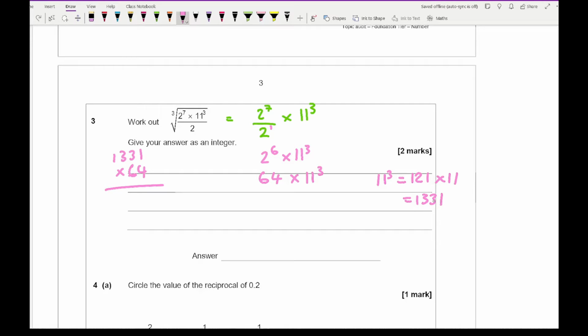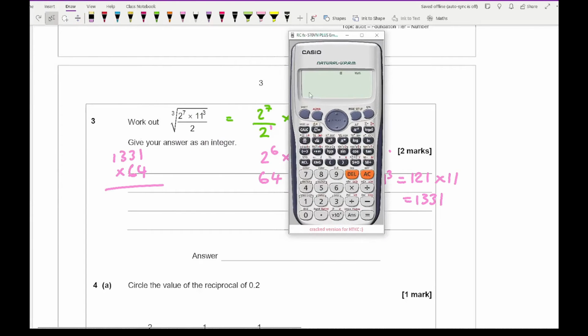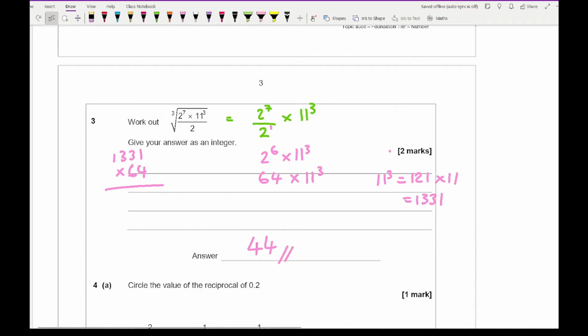But personally speaking, for 2 marks, I would say this is definitely going to be a calculator paper question. So all I need to do is get my calculator and just enter it as you see it. So shift root to get the cube root, then press the fraction button, and then use the power button to just fill in the numbers. 2 to the power 7 times 11 cubed, and then scroll down to 2, press equals, and you get the correct answer of 44.